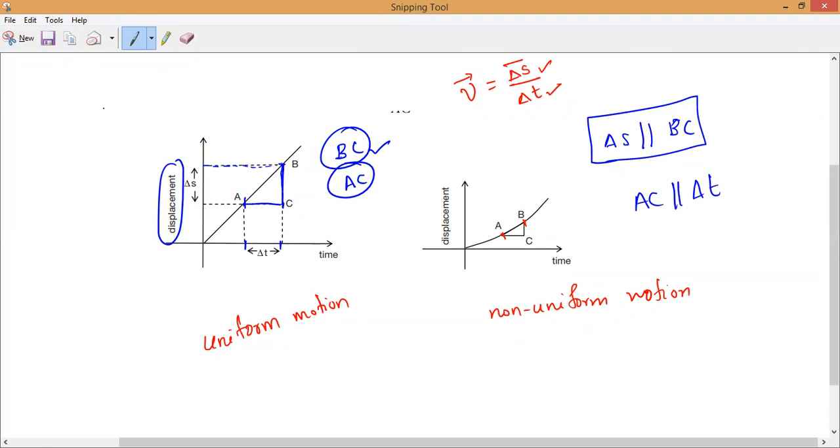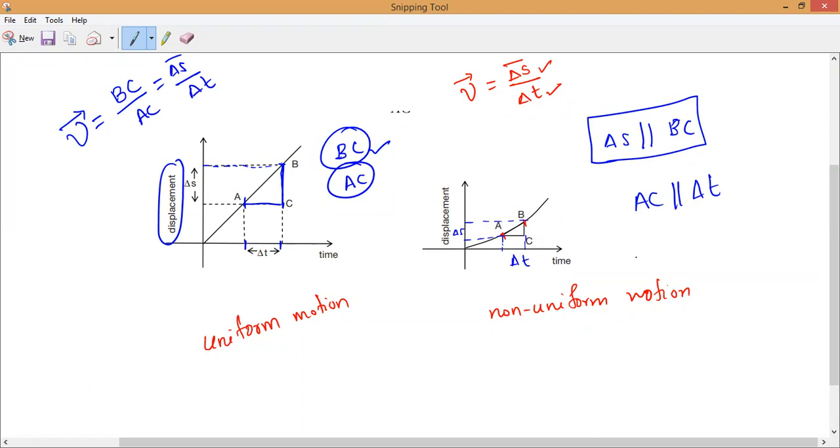So from this graph, if you want to find instantaneous velocity, what is the formula? Slope only, that's all. BC divided by AC, which is equal to delta S divided by delta T. Now in this graph also it is the same thing. This is the displacement, delta S, and this is what we call delta T.